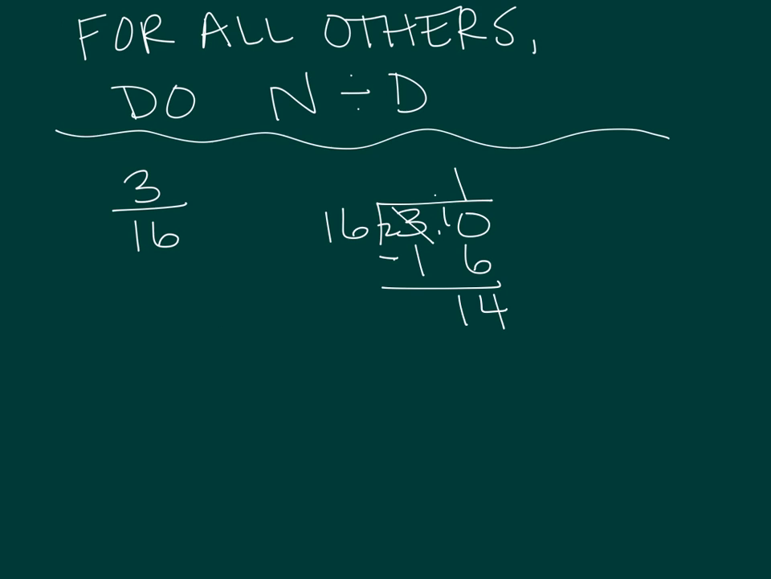I get 14. Add another 0. Keep dividing. 16 goes into 140 8 times because 16 times 8 is 128. Put the 128, subtract.